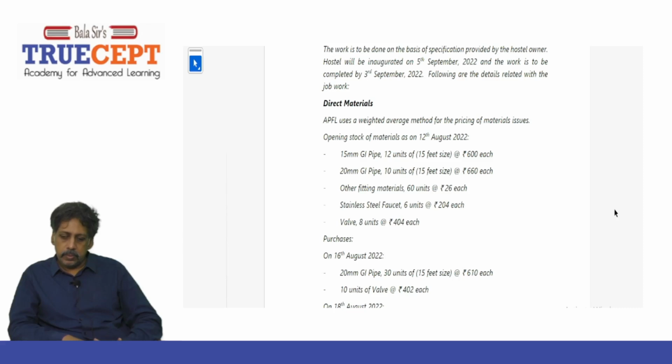Next. Then 20 mm GI pipe, 10 units at rupees 660 each. Next. Other fitting materials, 60 units at rupees 26 each. Then stainless steel faucet, 6 units at 204 each. There are 6 units available at rupees 204 each. Then valve is available, 8 units, 404 each. 8 units are available at rupees 404 per unit.